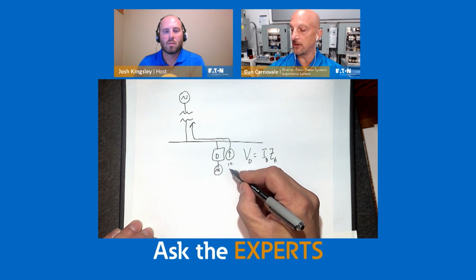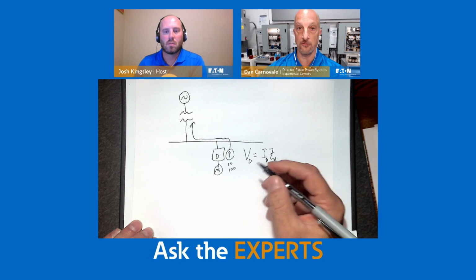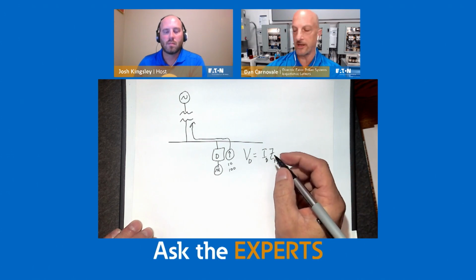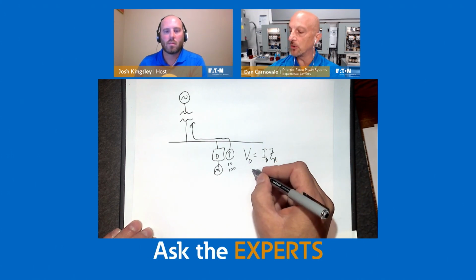But as we add more and more current distortion here, in other words, let's say we go from 10 amps with one drive to 100 amps with multiple drives of different frequencies, fifth harmonic, and again, we'll come back to a little bit of that, we add more and more voltage distortion.